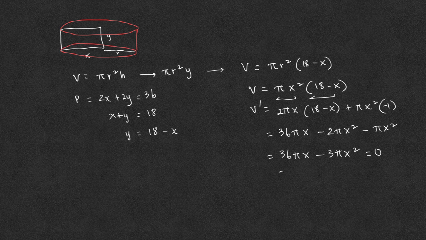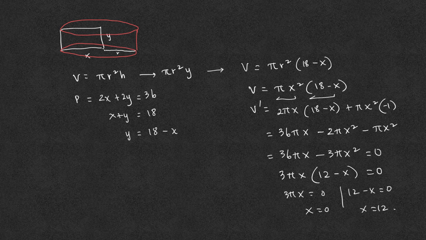We then factor out 3 pi and x. 36 divided by 3 is 12. 3 pi divided by 3 pi, x squared divided by x. So we end up with a zero product where 3 pi x can be 0, or 12 minus x equals 0. X equals 0 or x equals 12. X equals 12 is a critical number.